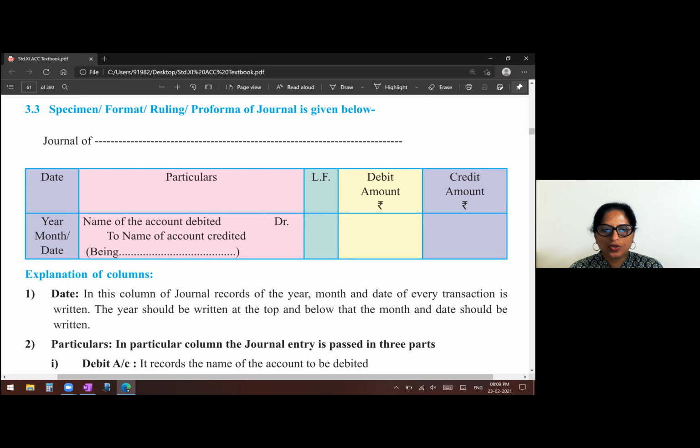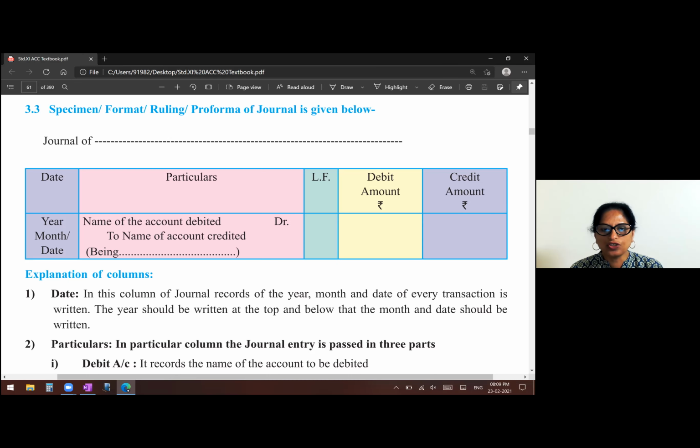Then in the particulars column, you will first write the name of the account which is debited, and always begin that from the margin. Then leave some space and write the name of the account credited. You will understand this better when we are writing the journal entries. And then you can see there, being. Being is narration, what the entry tells you. So in short, narration always begins with the word being, and you will write it only in the particulars column.